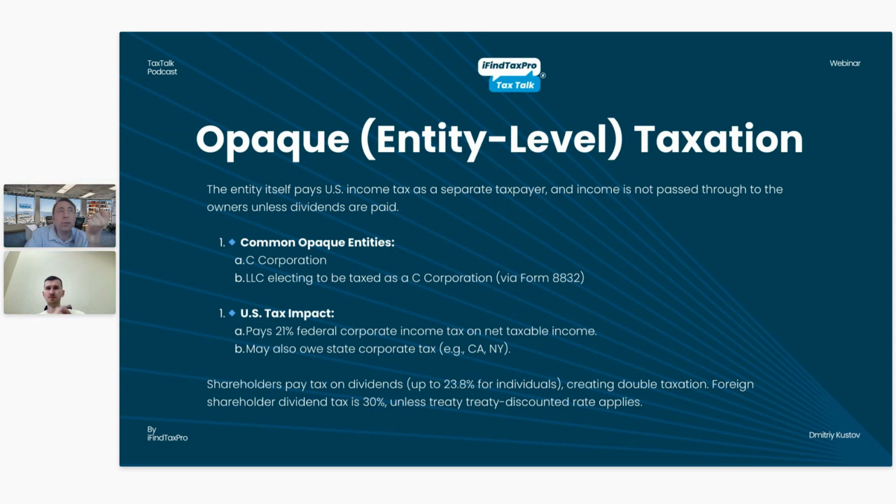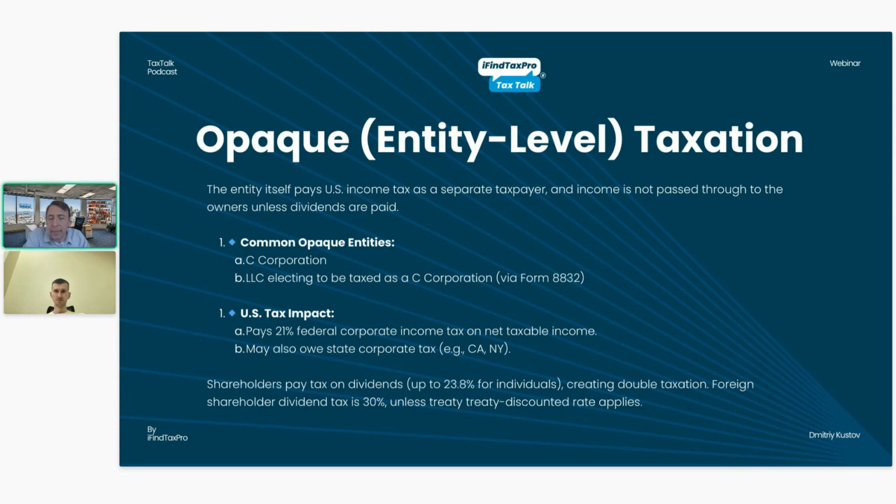Now we're going to talk about the opaque entity. An opaque entity, again, is a corporation. We call it a C corporation in the United States. It's usually in the form of a C corporation, but it can also be an LLC that has elected to be taxed as a C corporation. So there's a special form you have to file, Form 8832, and you have to tell the IRS, okay, guys, I'm an LLC, but from this date forward, I'd like to be taxed as a C corporation, if it's more advantageous, of course. You can do it, and it's easy. There is no tax involved. It's the easiest thing to convert from an LLC to a C corporation.